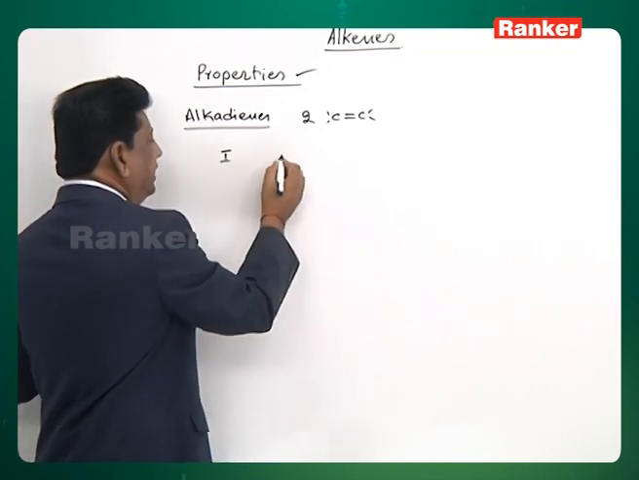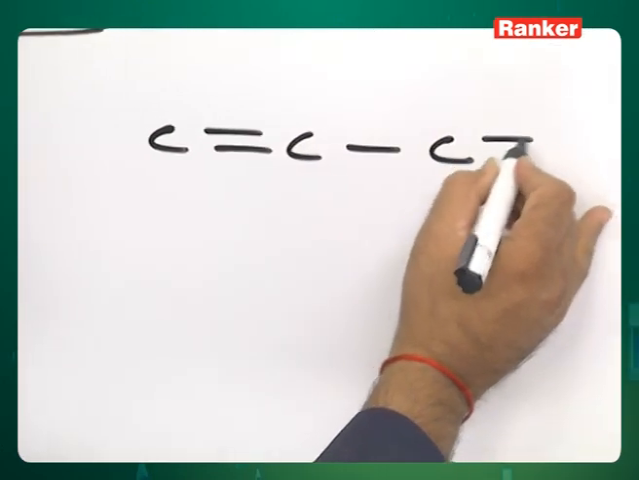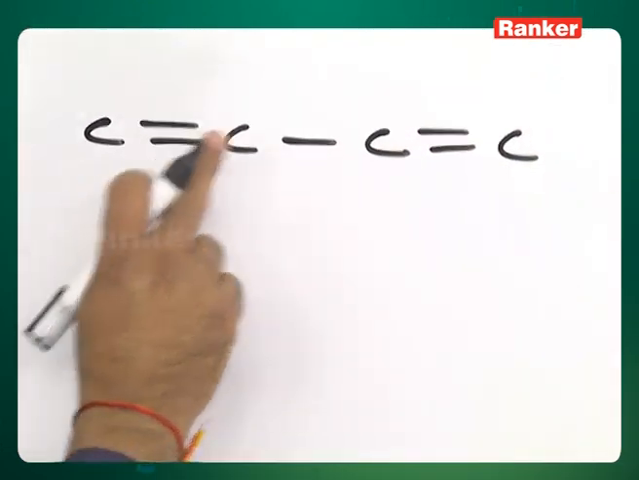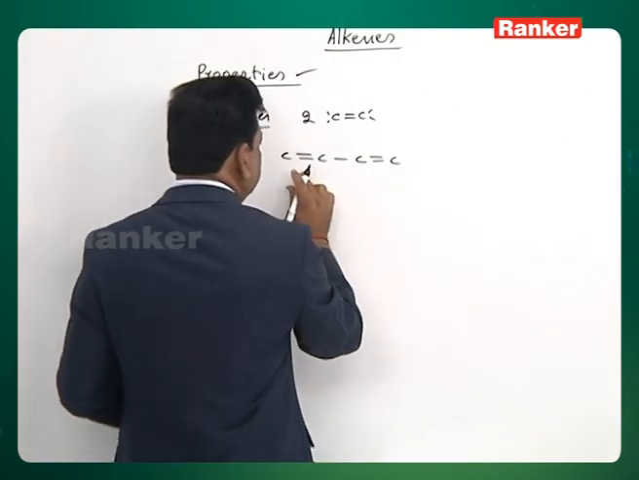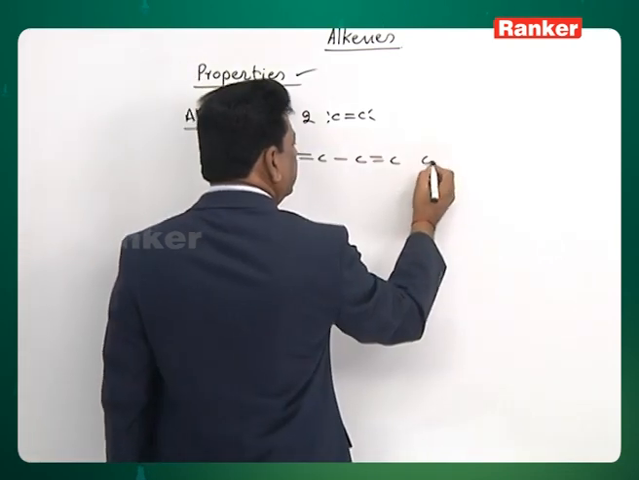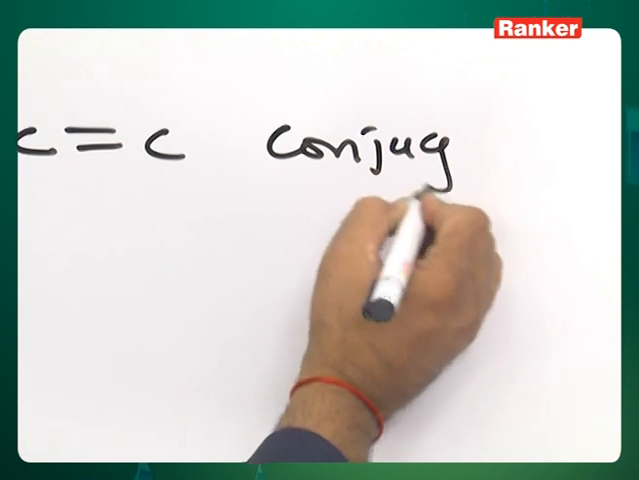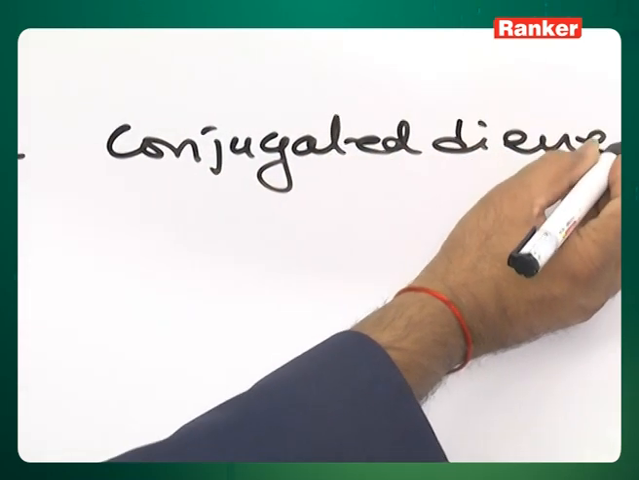The first type of diene is where a double bond is there and another double bond follows alternately: one double bond, one single bond, one double bond. This type of double bonds is something special and very important also. They are called conjugated double bonds, or conjugated dienes.